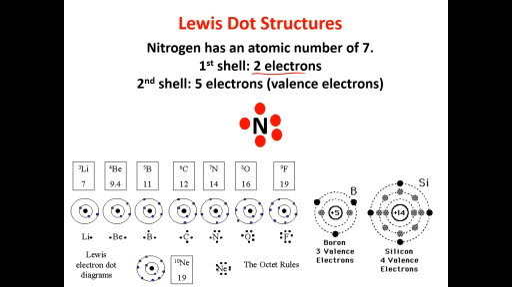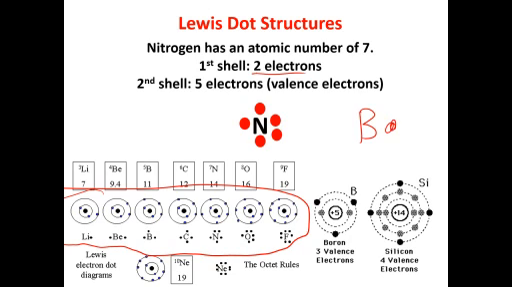So below here, you have examples of a couple of other different elements, to give you examples of other Lewis dot structures. For instance, what about boron? Boron: you have 1 valence electron, 2 valence electrons, 3 valence electrons. Silicon, Si: you have 1, 2, 3, 4 valence electrons.